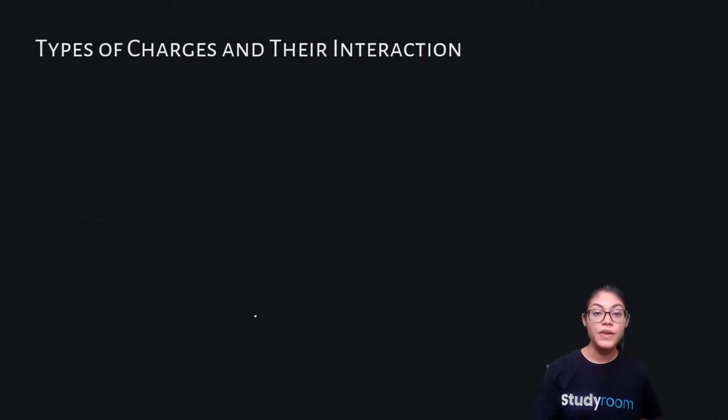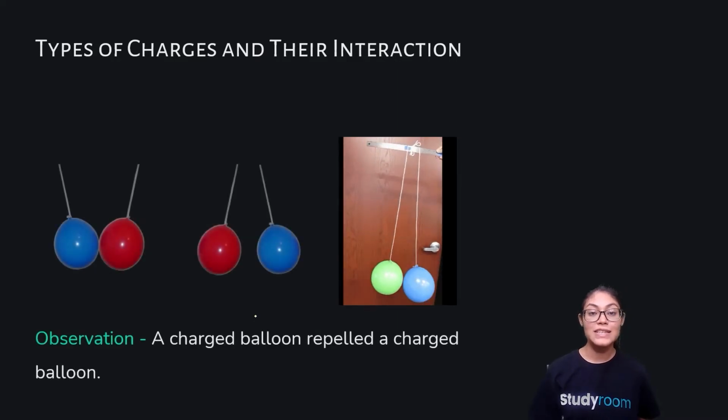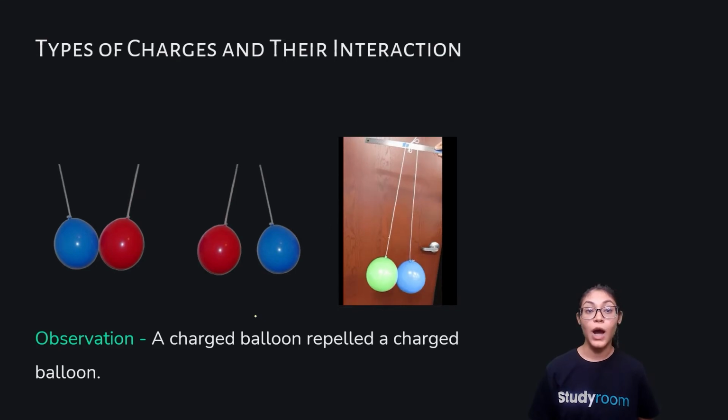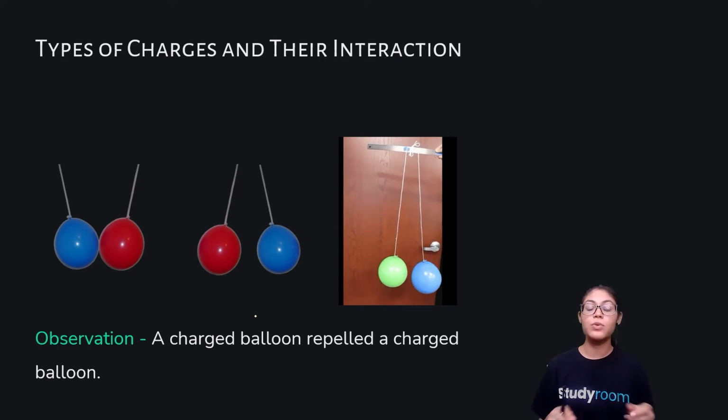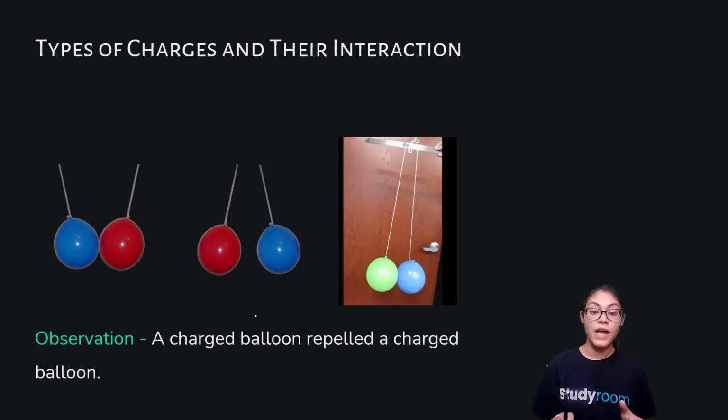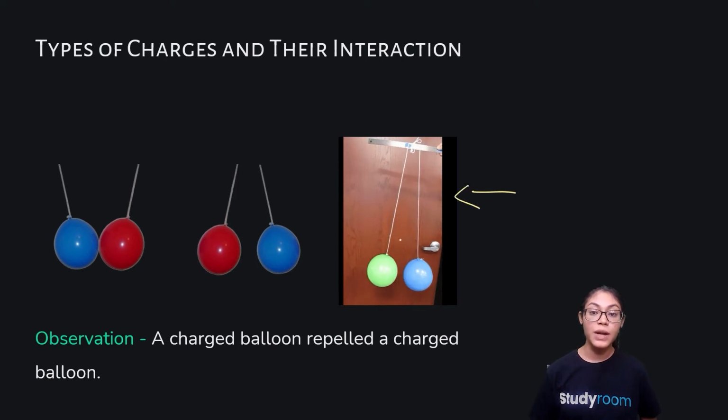Now, what are the types of charges? And let's see their interaction. Let's perform an activity to see the types of charges and their interaction. You inflate two balloons and you hang them somewhere such that both the balloons do not touch each other. Now you rub both the balloons with a woolen cloth. After you rub both the balloons with the woolen cloth, what you will observe is that both the balloons repel each other. That is, a charged balloon repelled another charged balloon.